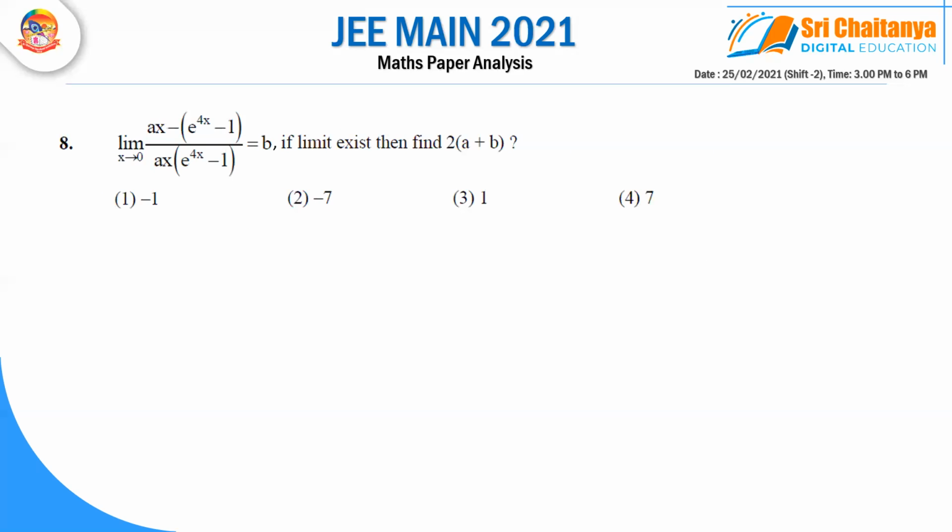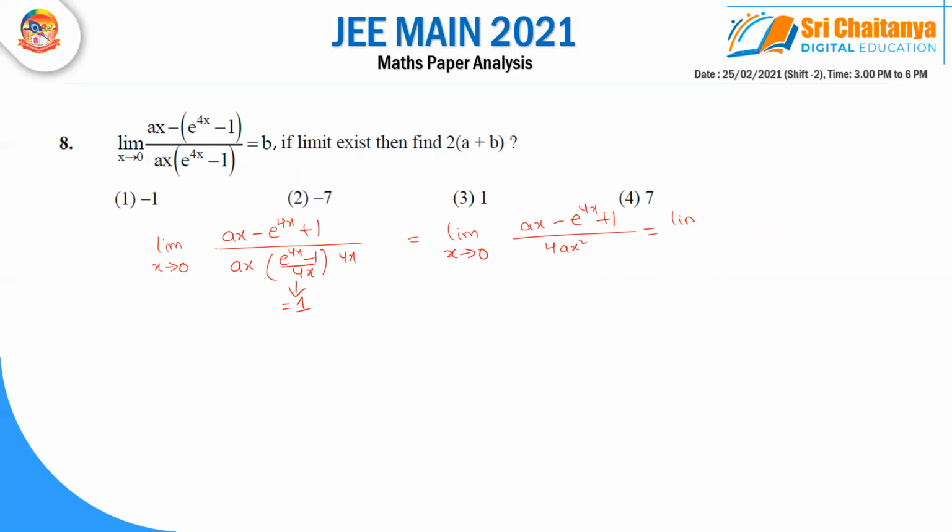Next question, he gave this limit. I'm thinking of applying L'Hopital rule. So I will be getting limit x tends to 0. Before that, I can do one more step: (ax minus e power 4x plus 1) divided by ax into (e power 4x minus 1) by 4x into 4x. This is a standard limit which is equal to 1. So I can break the limits when both the limits are existing finitely. So (ax minus e power 4x plus 1) divided by 4a x square.